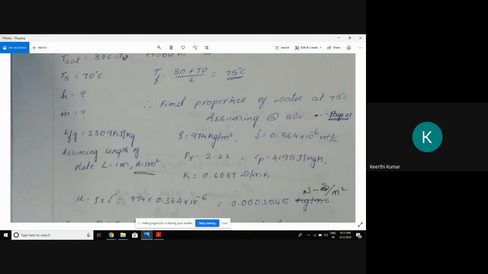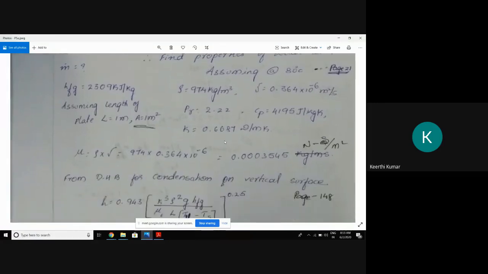TV is vapor, TS is surface temperature, TF is fluid temperature. Take the properties at fluid temperature. Then we want mu to substitute further, so I calculated mu and kept it aside. Mu is equal to rho into kinematic viscosity. You calculate this and keep this mu value aside. Anyhow, you know kinematic viscosity and density. Just multiply, you will get the dynamic viscosity.